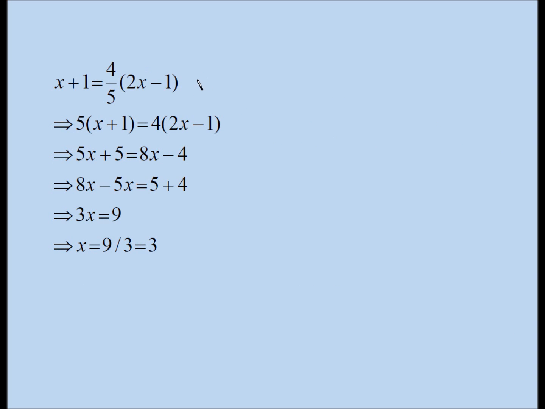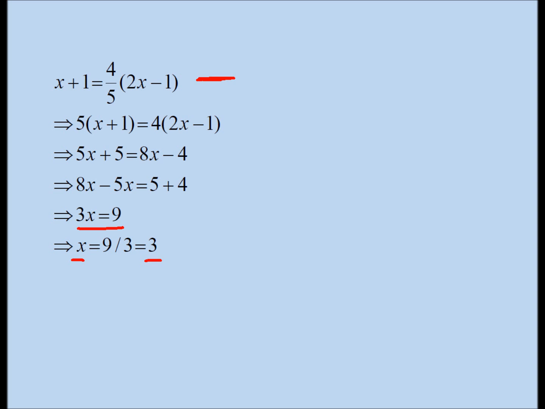So this is from the previous slide. I cross multiply, I get 5 times x plus 1 is equal to 4 times 2x minus 1, which is 5x plus 5, distributing 5 over x plus 1, distributing 4 over 2x minus 1, I get 8x minus 4. I subtract 5x from both sides, add 4 to both sides, and I get 8x minus 5x and 5 plus 4, which boils down to 3x is equal to 9. I divide both sides by 3, x turns out to be 3.